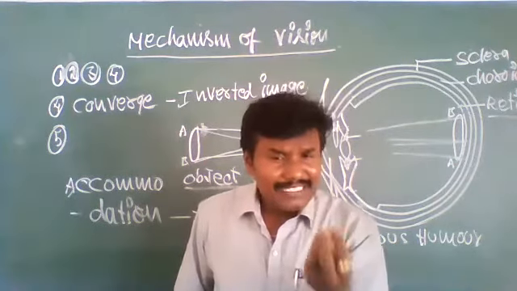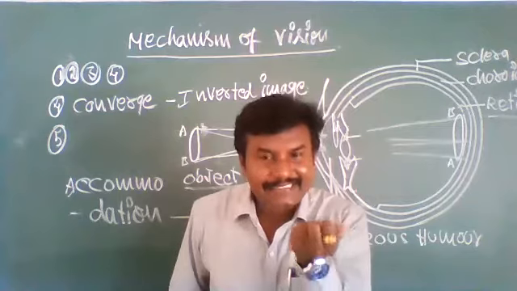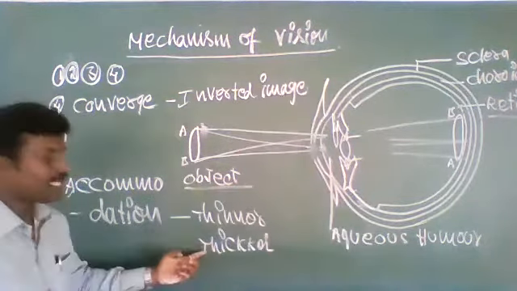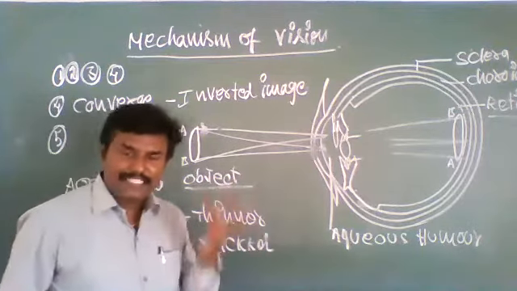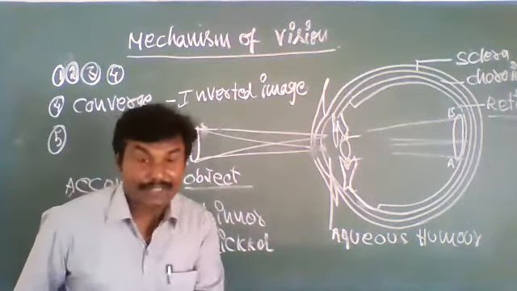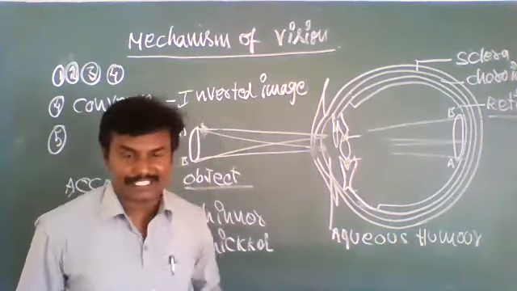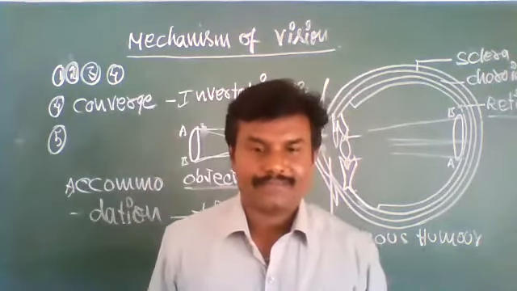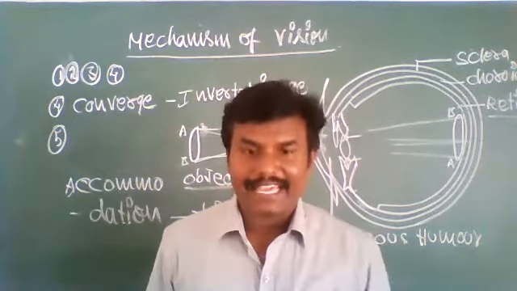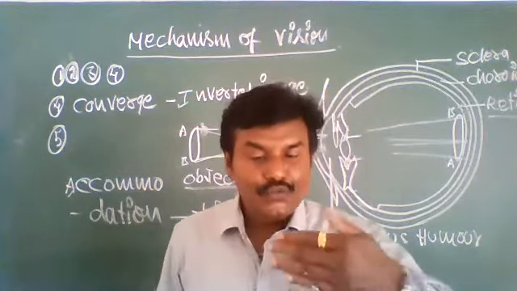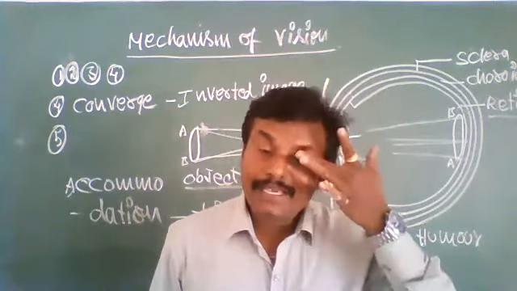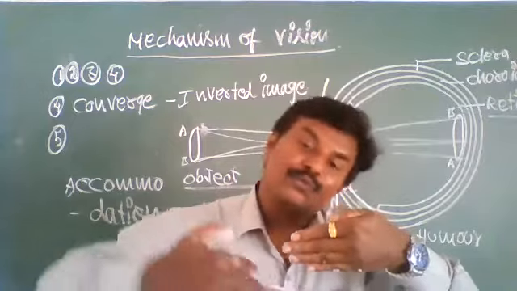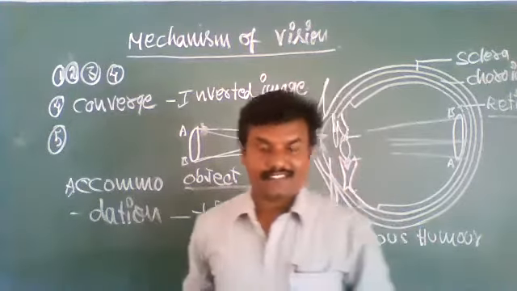When the ciliary muscles contract, the lens becomes thicker and focuses the image of the object nearer to us. Our eye has the ability. The human eye has an ability to focus images from 25 centimeters to infinity distance.